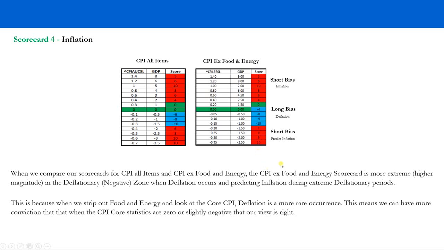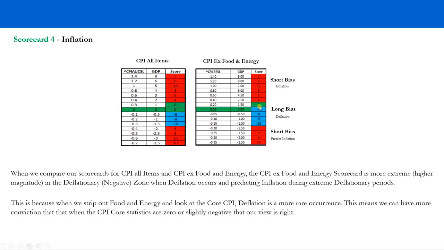So we have a slightly higher magnitude short currency bias in the deflationary zone here. And that's because when we strip out food and energy and look at the core CPI, deflation is a much, much rarer occurrence. So it means we can have more conviction that when the CPI core stats are 0 or negative, our view is going to be right.